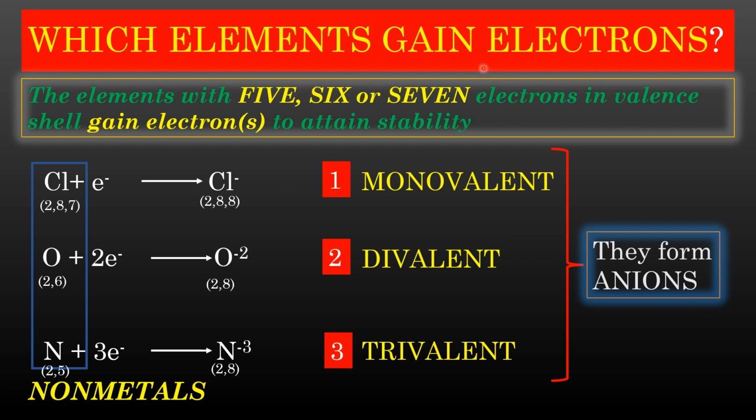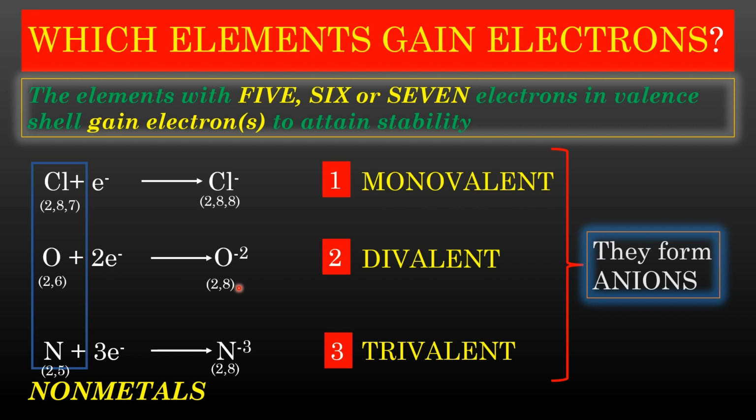Similarly, which elements gain electrons? The elements with 5, 6 or 7 electrons in the valence shell gain electrons to attain stability. You can see chlorine, oxygen, nitrogen, all of them are non-metals. So non-metals gain electrons. Chlorine has 7 electrons, it needs 1 electron to become stable and get an octet. So it will gain 1 electron and become a chloride anion.